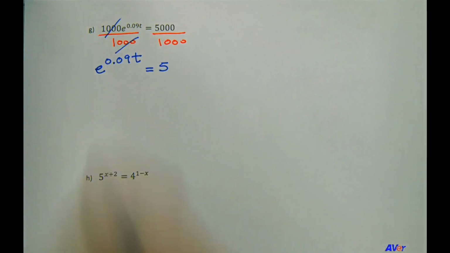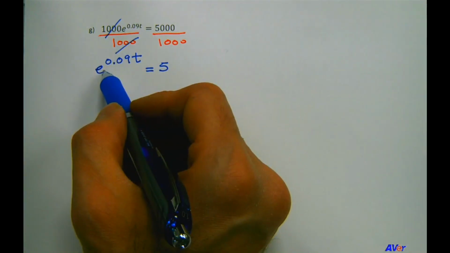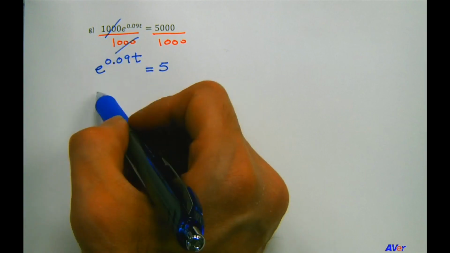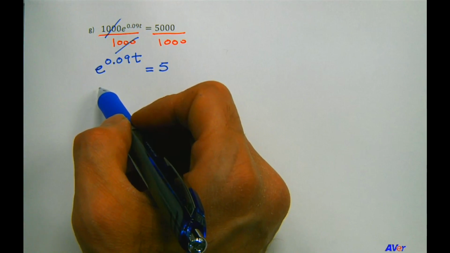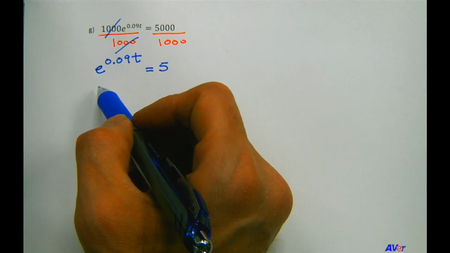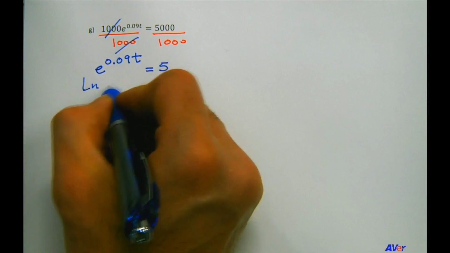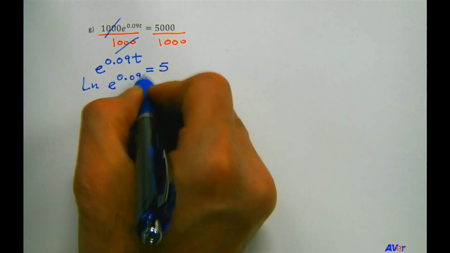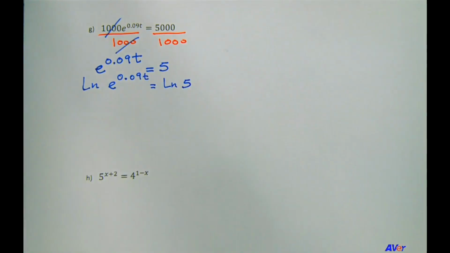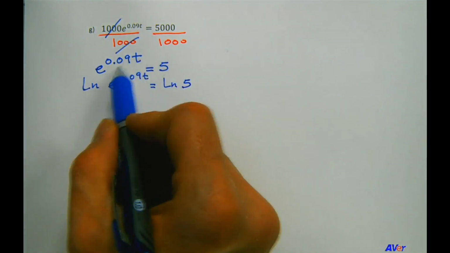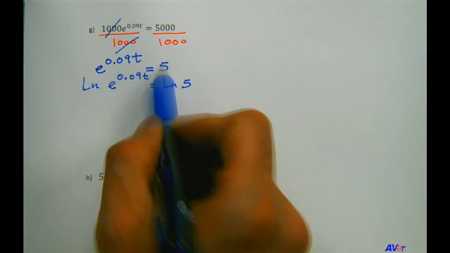Now we have reached the base of this exponential function, e. Okay? And the t is up there. We need to bring it down. What technique would you use to bring the t down? Would you take the log of both sides? Not bad. But it's easier if you take the natural log of both sides. Natural log of e to 0.09t equals natural log of 5. Okay, so you shouldn't forget to take the natural log of both sides, not just the left, but also the right side.